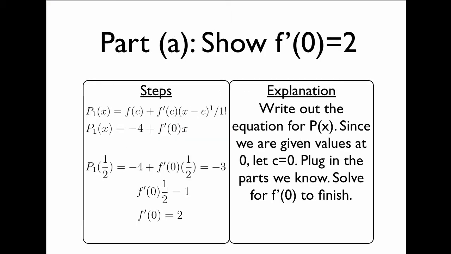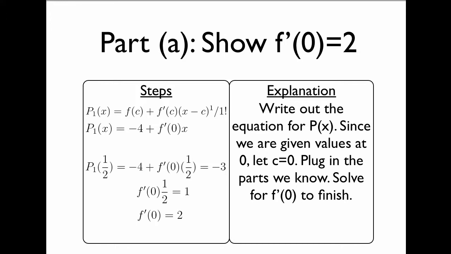In part A, we're going to be asked to show that f prime of 0 equals 2. So a few things before we get started. We're told that the function f has derivatives of all orders. We need to know that so that we can create the Taylor polynomial. And we're told to let Pn of x be the nth degree Taylor polynomial for f about x equals 0. So that tells us that the center is 0.